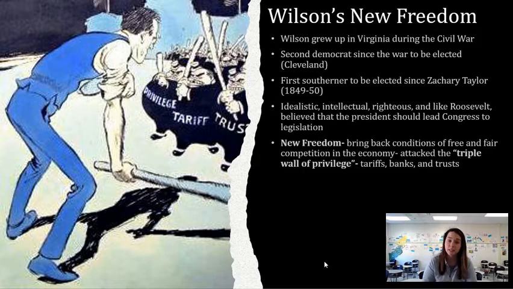But when he was president, he pushed for a new freedom, bringing back conditions of free and fair competition. There was a triple wall of privilege, he believed. Tariffs hurt the people, banks hurt the people, trusts hurt the people. It's similar to that populist view, right? The banks and the interest rates, the tariffs, the monopolies, especially the railroad monopolies. It's an extension of that, and it also affects urban people. That was called his New Freedom plan.